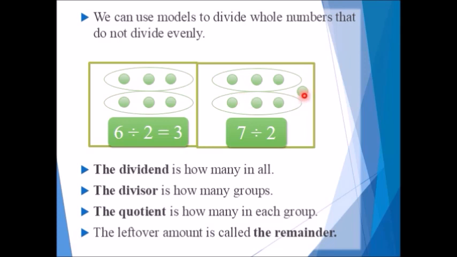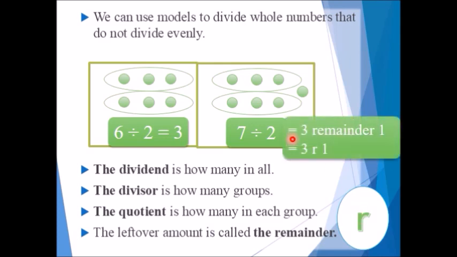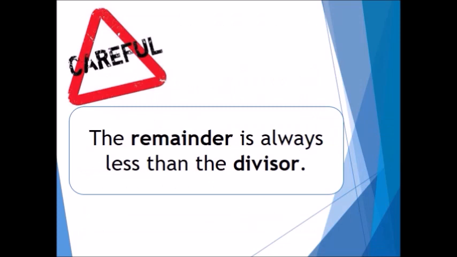The leftover amount is called the remainder. 1 counter can't be divided equally into 2 groups. We use the letter R for remainder. So 7 divided by 2 is equal to 3 remainder 1. We can write 3, the letter R, then 1. Careful! The remainder is always less than the divisor.